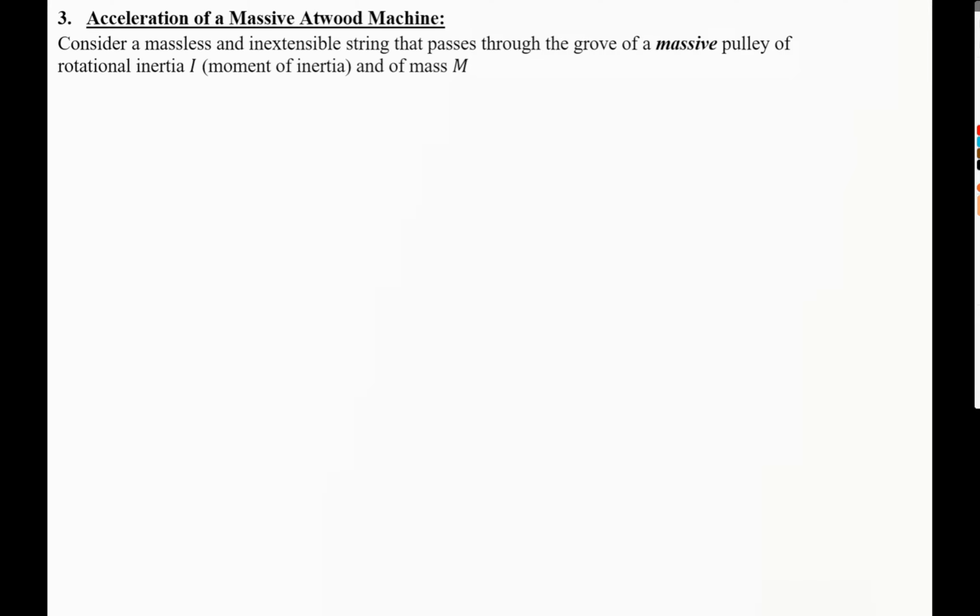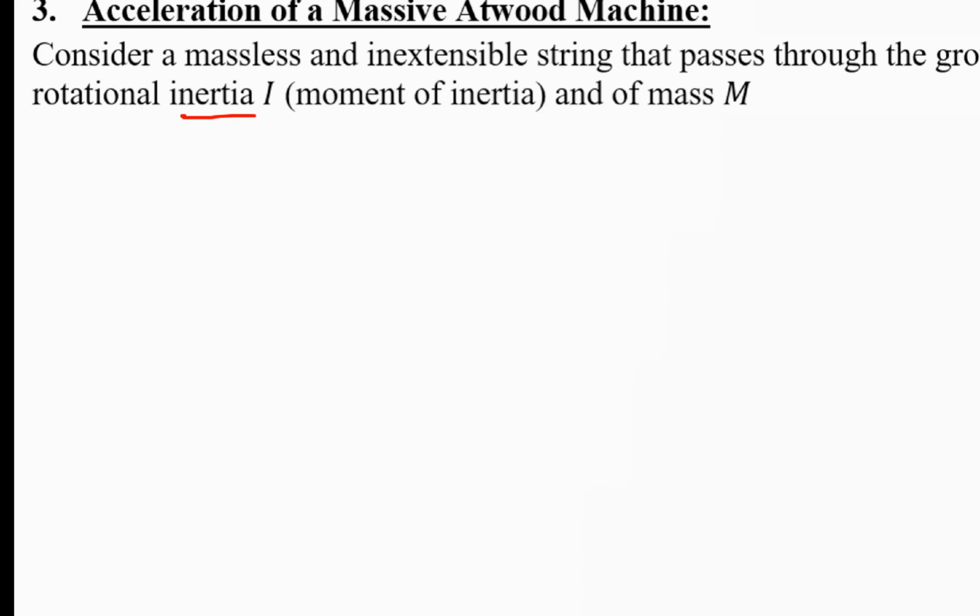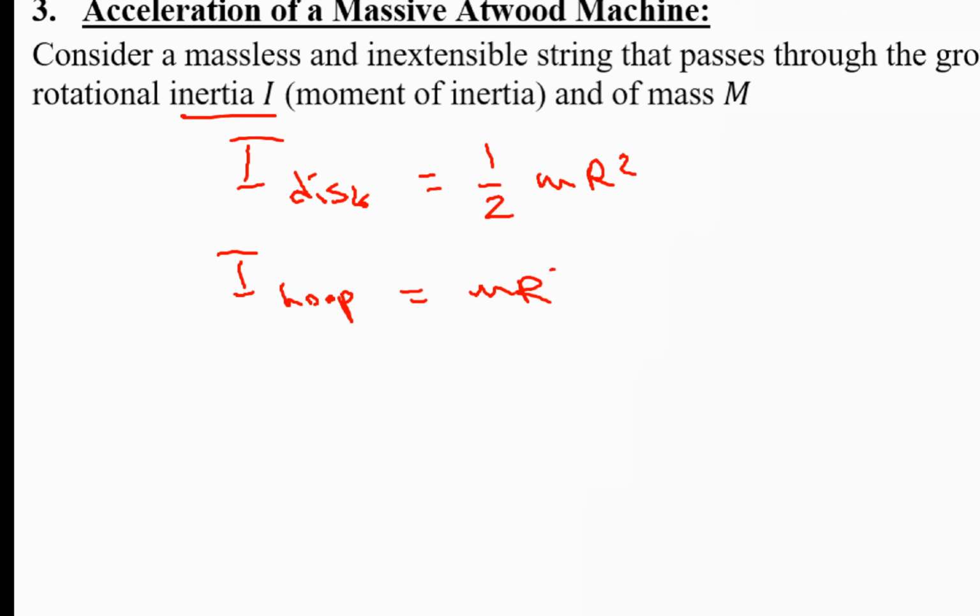And now section 3, acceleration of a massive Atwood machine. Consider a massless and inextensible string that passes through the groove of a massive pulley of rotational inertia I, moment of inertia I, and of mass capital M. So here, notice carefully, I didn't specify what is the rotational inertia of the pulley. The pulley might be a disk, and we know that the moment of inertia of a disk is given by half MR squared, whereas the moment of inertia of a hoop, which is a ring, would be MR squared. Remember that a hoop is always more inertial than a disk.